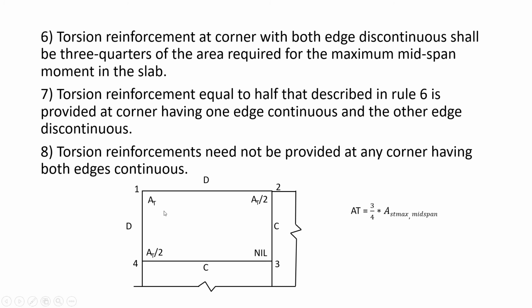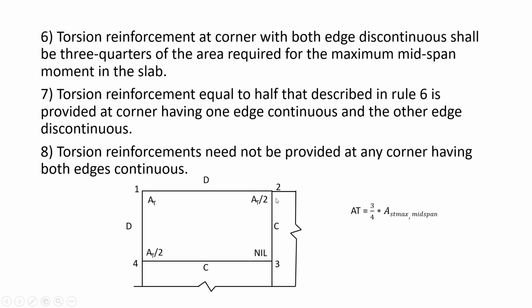So what the code says is that, for example, at this corner, that is corner 1, both edges are discontinuous. So in this case we will provide the reinforcement, that is AT, the torsional reinforcement area, equal to 3/4 of the AST max at the midspan. So whatever the maximum midspan steel is, we will provide 75% at corner 1. For example, if the maximum midspan steel is 1000 mm square, at corner 1 minimum we will provide 750 mm square.